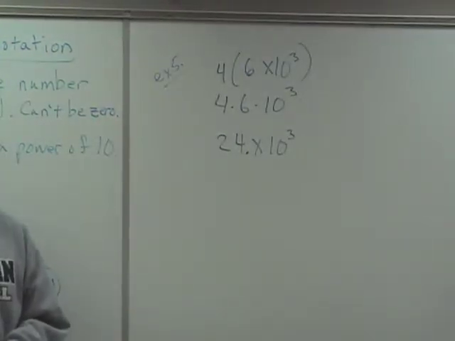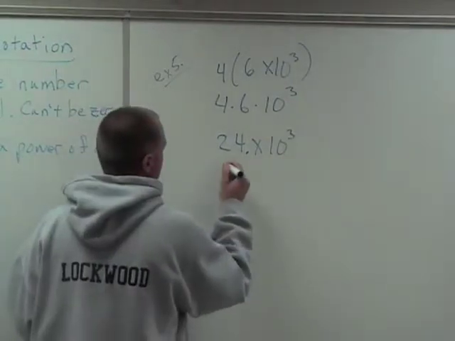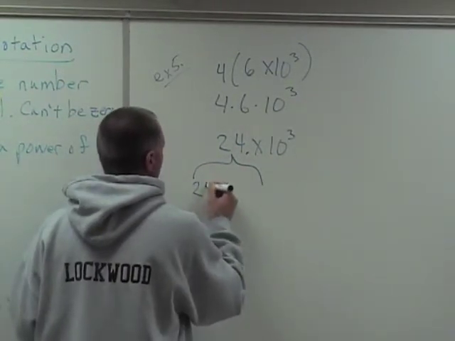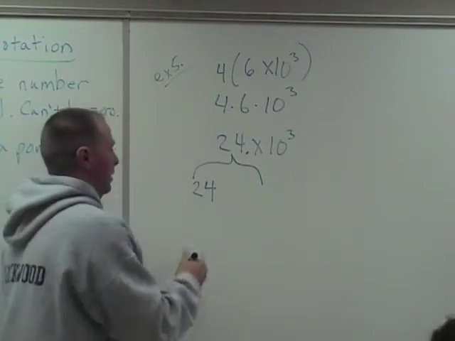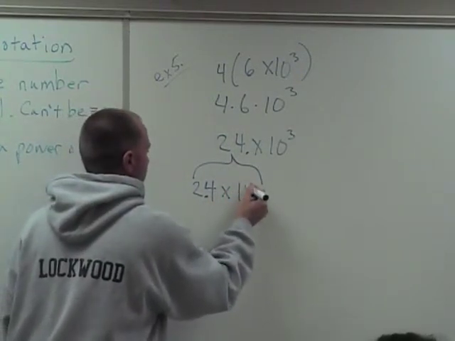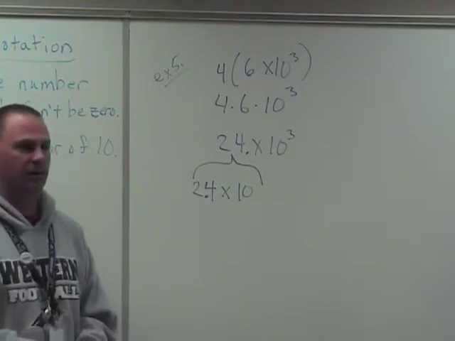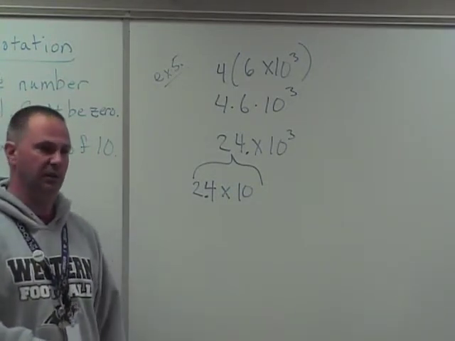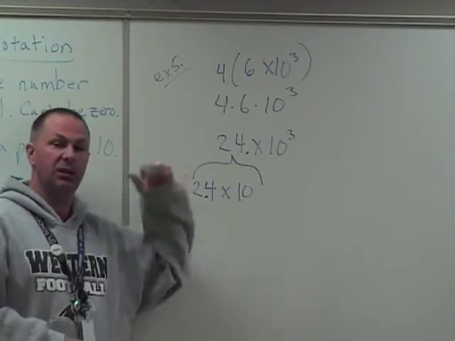We have 2. Now, you must make 24 into a scientific notated number. So what is 24 in scientific notation? 2.4 times 10 to what?